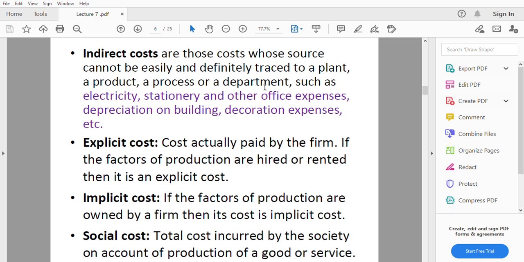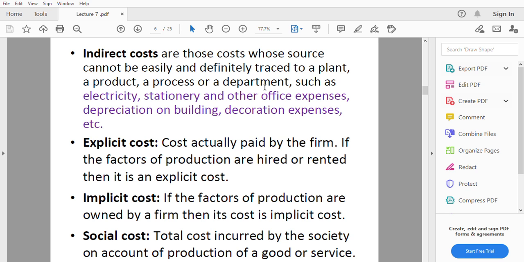The next is indirect costs. Indirect costs are those costs whose source cannot be easily and definitely traced to a plant or product or process or department, such as electricity. Electricity, you cannot trace it to a particular department. It is used throughout the whole firm. Stationery and other office expenses, depreciation on building. The building is for the whole company, so you cannot trace it to a particular department. And decoration expenses, etc.